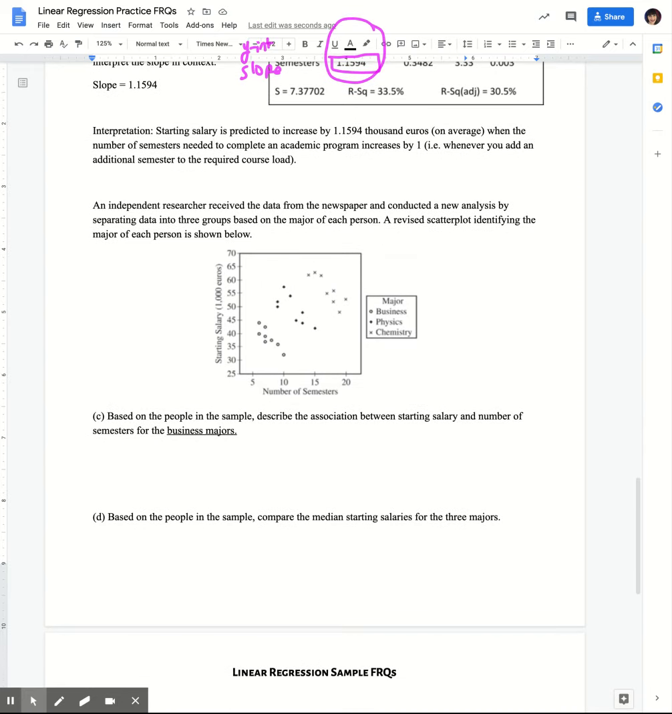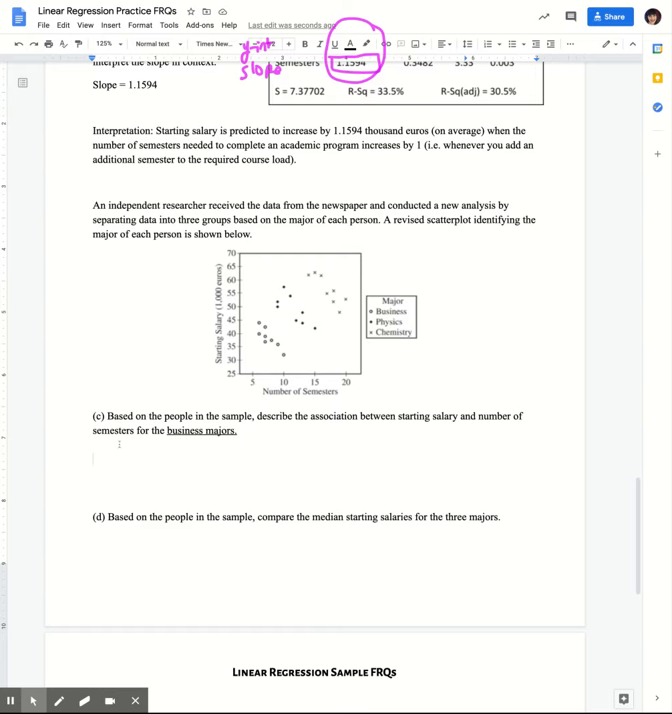So here we have a different scatter plot. It's the same scatter plot, but they broke it apart a little bit and showed you the relationships between majors. So all of the business majors are here in these open circles. The physics majors are the closed circles, and then the chemistry majors are the little X's. Okay. So what you can see is that even though the trend overall is positive, if you isolate within the individual majors, the actual trend is negative, right?